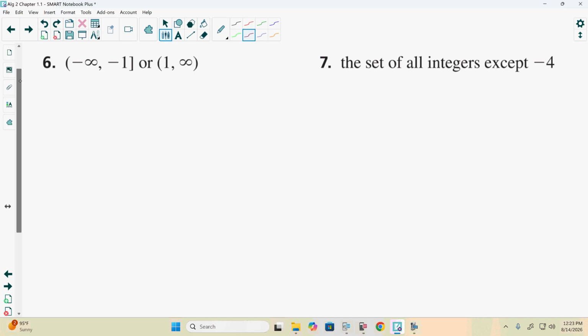Let's look at number 6. Negative infinity to -1, or 1 to infinity. Well, let's go on and get our setup. Because they did not give us a number type, they gave us an interval, we're going brace x bar. The set of all real numbers, x. x is an element of the real numbers such that we need our description. Now, funny enough, we pretty much did this one already, but that's if we look back at the chart.